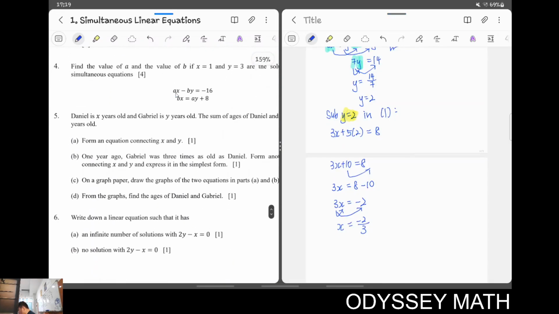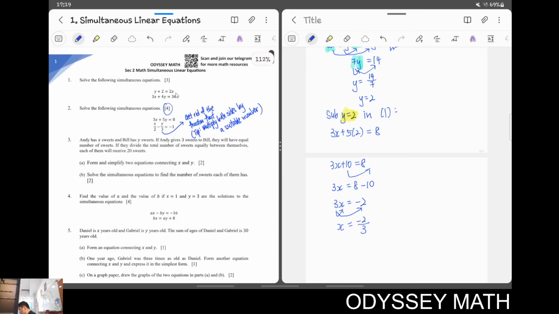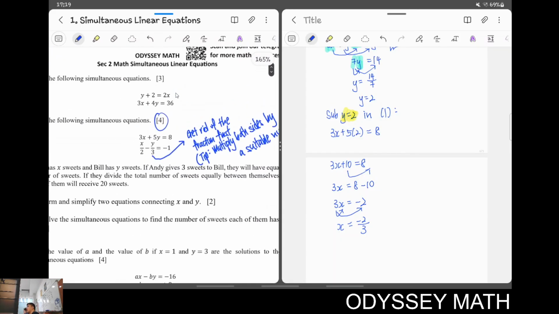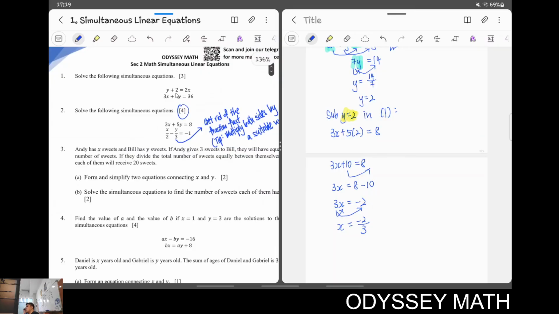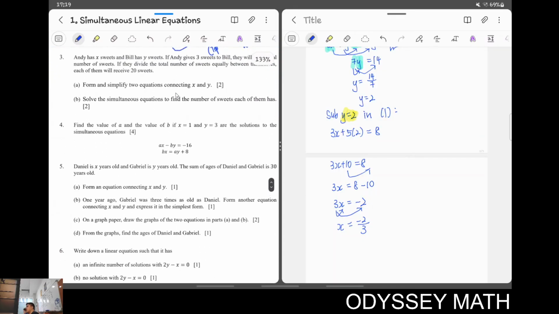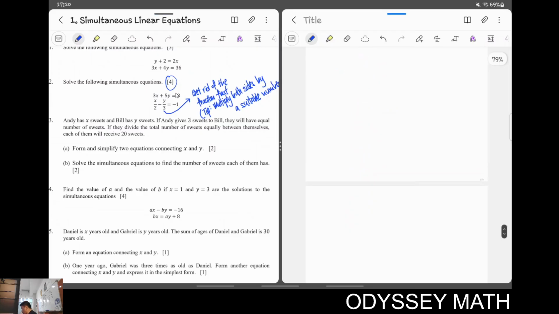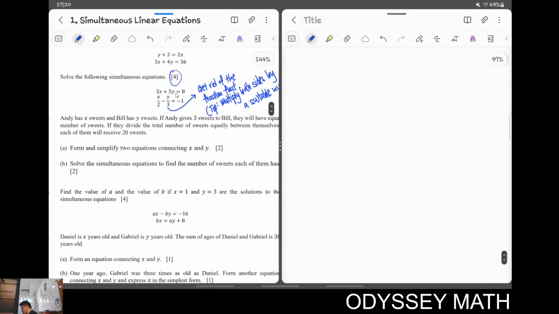We are 1/3 done already. So that is some of the simultaneous equations you will encounter in your test. So moving on to question number 3, 4, 5, and 6, it will be other types of questions. So let's move on to question number 3, shall we?